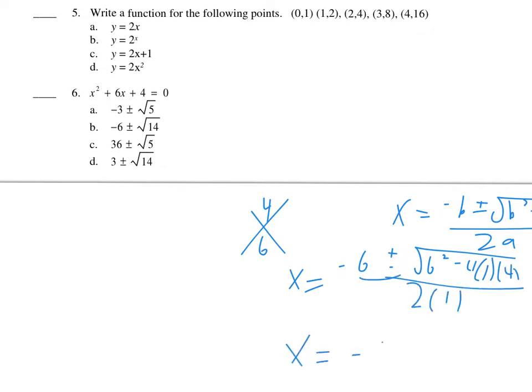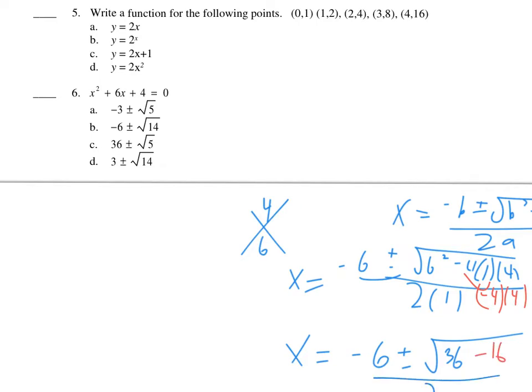So now I have negative 6 plus or minus the square root of 36, and then I'll multiply these. So that's negative 4 times 1, which is negative 4, times a positive 4. So that's going to be a negative 16. It's still all going to be over 2.